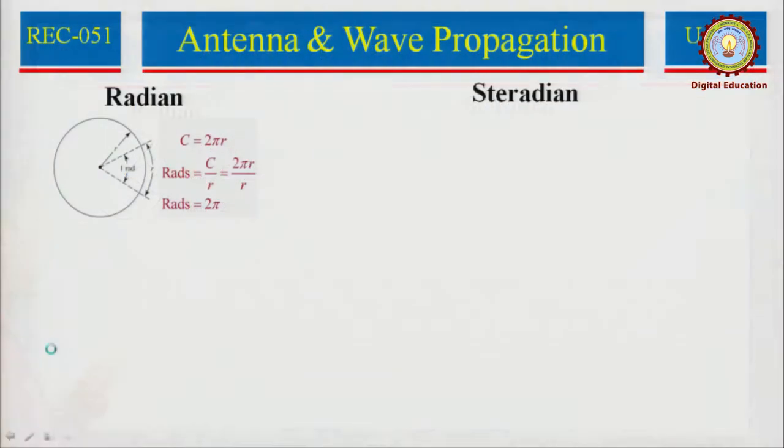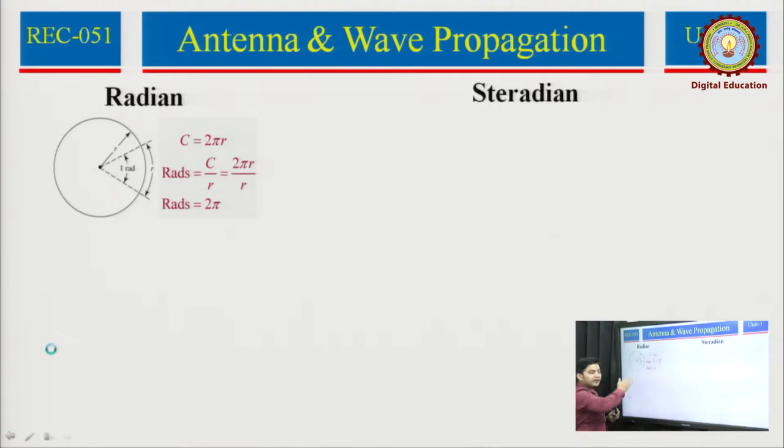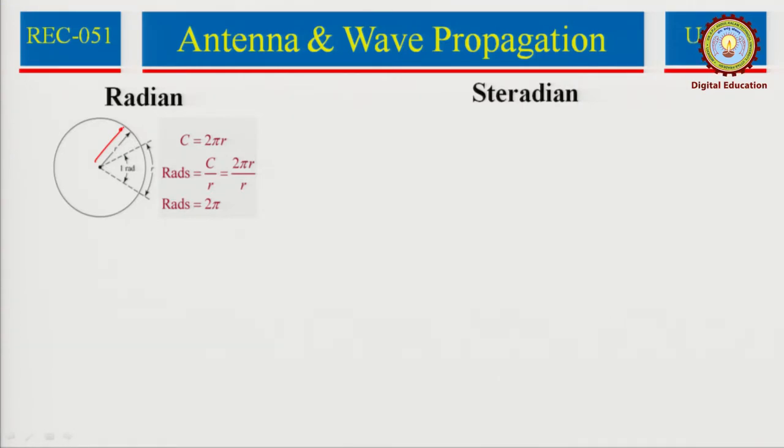A plane angle is defined as the angle subtended by an arc of a circle having radius r, that is, the length of the arc divided by the radius. The circumference, as we know for a circle, is 2 pi r, and dividing by the radius r gives the total radians possible in a closed circle, which is 2 pi. So, this is a measure of plane angle.